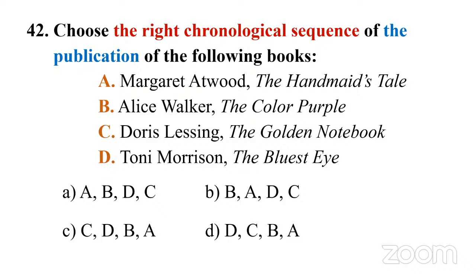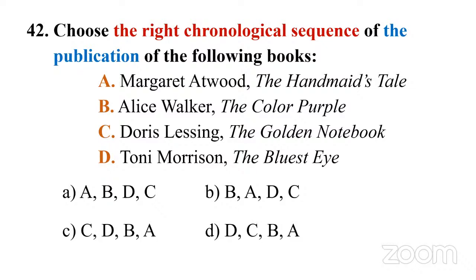Option A, this is the order, A, B, D, C. Then option B, B, A, D, C. Then option C, C, D, B, A. Then option D, D, C, B, A. So we have to spend a few seconds here.